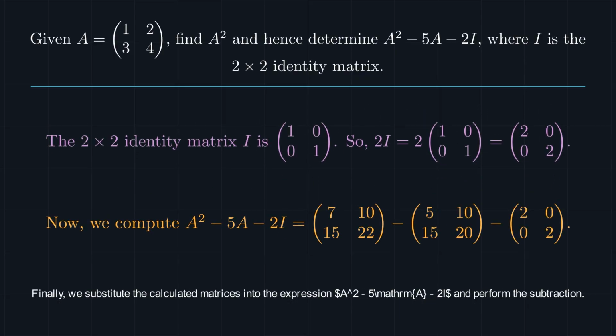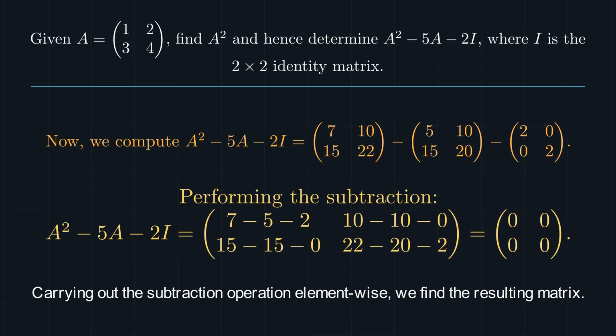Finally, we substitute the calculated matrices into the expression A squared minus 5A minus 2I and perform the subtraction. Carrying out the subtraction element by element, we find the resulting matrix.